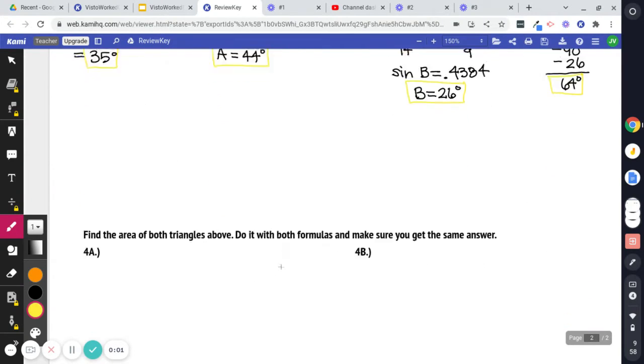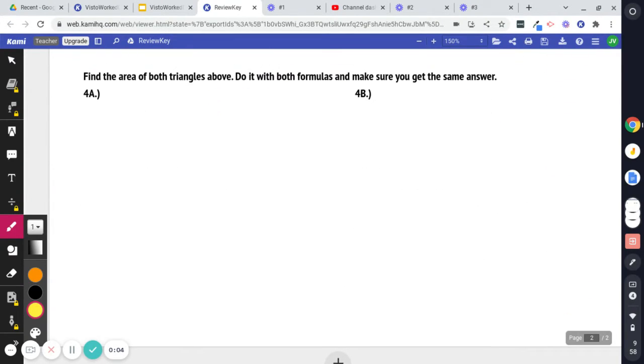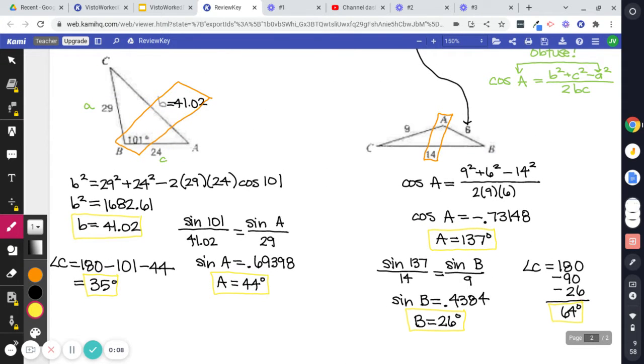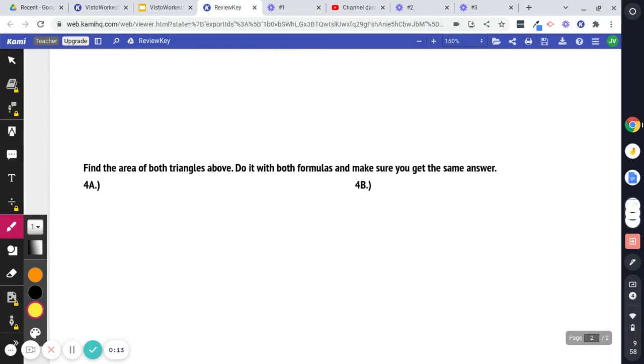Okay, so final question is question 4. It says find the area of both triangles above. Do it with both formulas and make sure you get the same answer. So we've got 2 questions, question 3 and question 4. And once we get them all the way solved, then it doesn't matter which formula we get. I will do it with both.